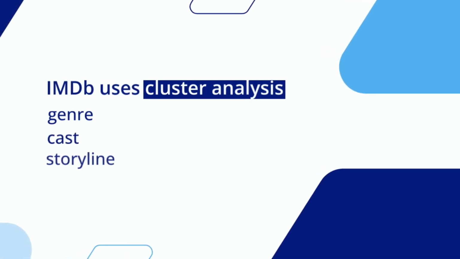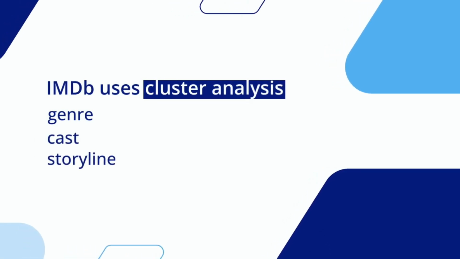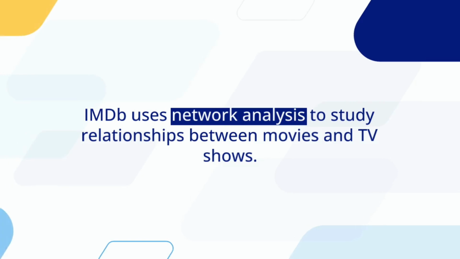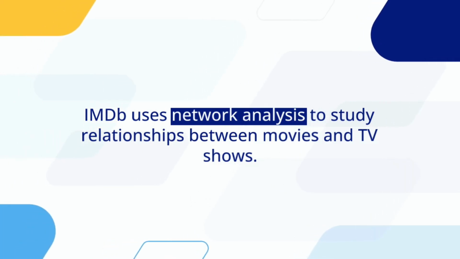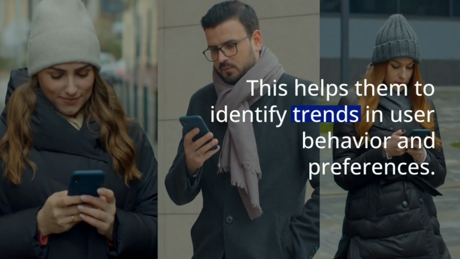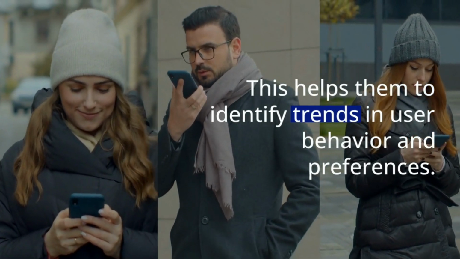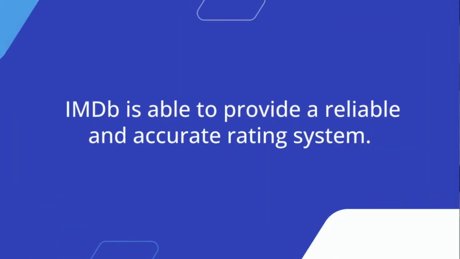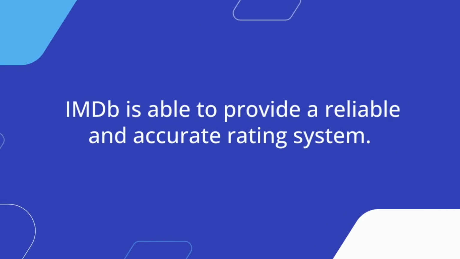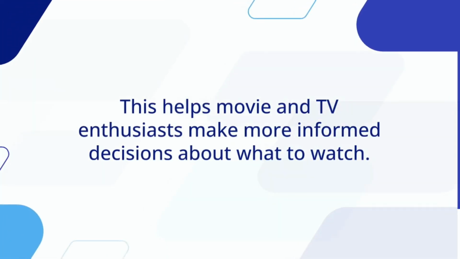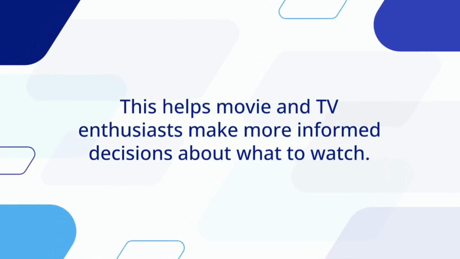Cluster analysis is used to group movies and TV shows into similar categories based on various factors such as genre, cast, and storyline. Finally, network analysis helps them to make more accurate recommendations to users who are looking for specific types of movies or TV shows. This doesn't just help them identify trends, but by using a combination of user ratings, machine learning, and data analysis techniques, it is able to provide a reliable and accurate rating system that helps movie and TV enthusiasts make more informed decisions about what to watch.